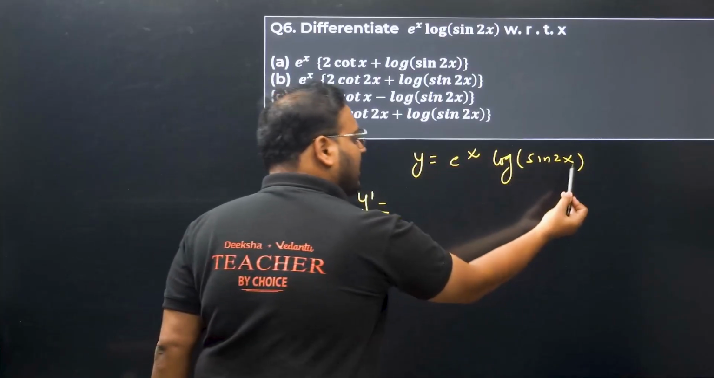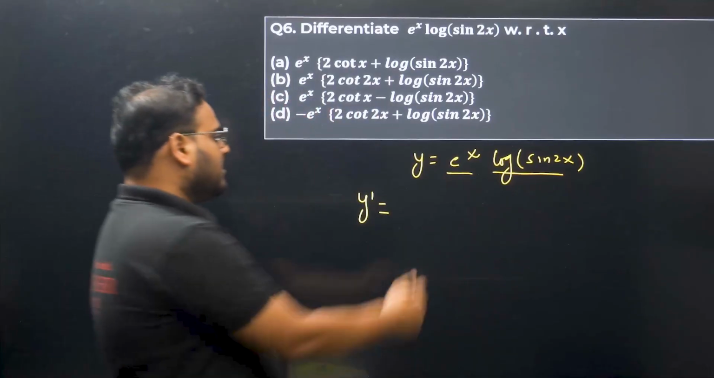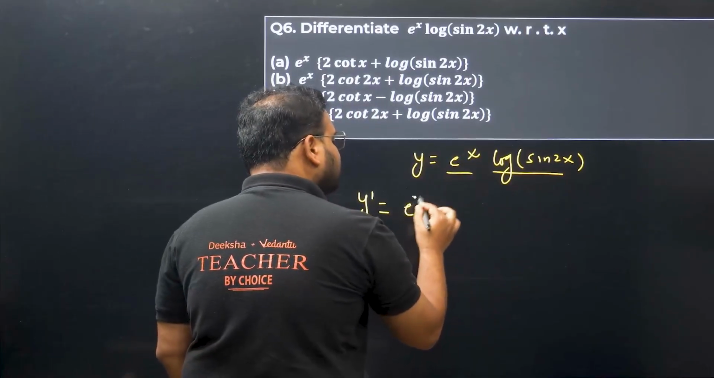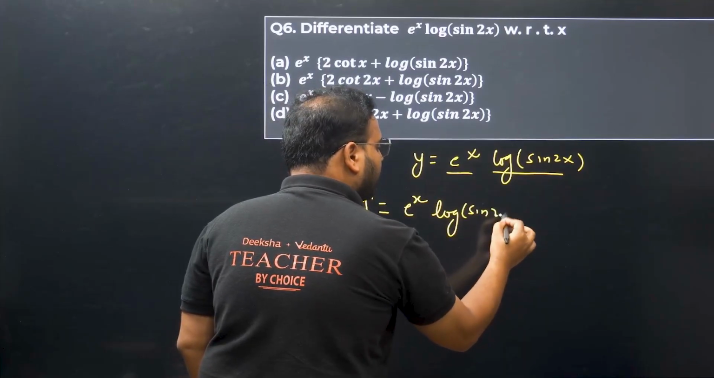There is no log x into sine 2x. They have only two functions, e^x and log of sine 2x. So differentiate e power x, it remains as e power x, and log will be kept as it is.